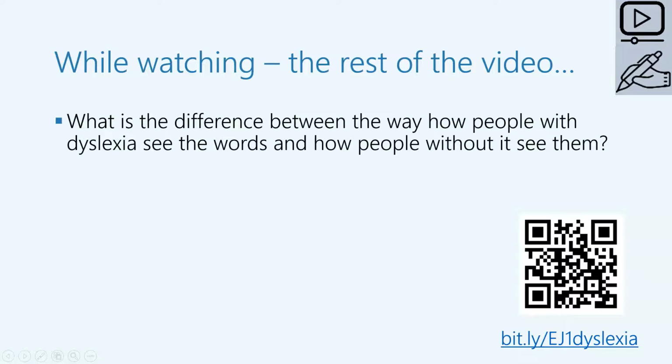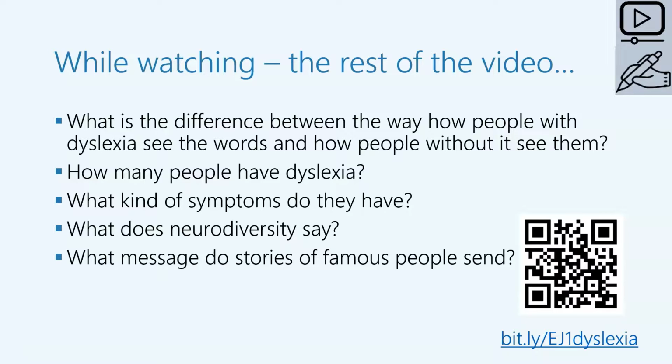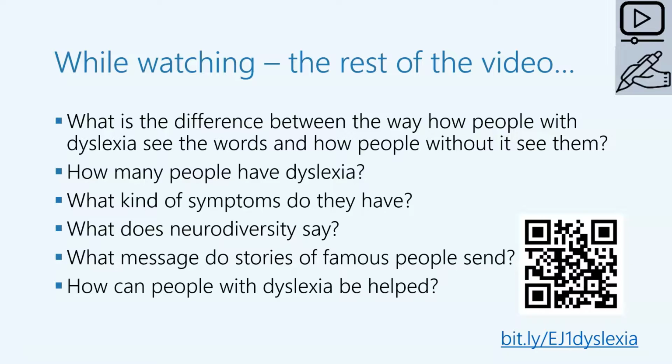While watching it, and here is the link once again, try to find the answers to the following questions. What is the difference between the way people with dyslexia see the words and how people without it see them? How many people have dyslexia? What kind of symptoms do they have? What does neurodiversity say? What message do stories of famous people send? And how can people with dyslexia be helped? Write your answers down. Remember, you can always pause or replay the video.